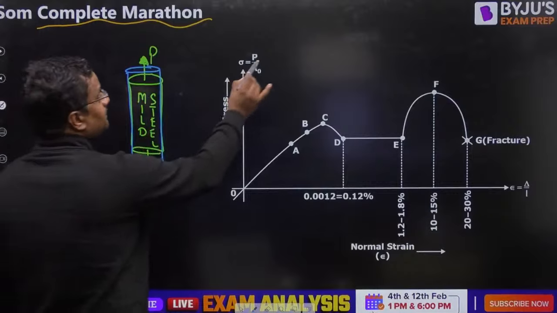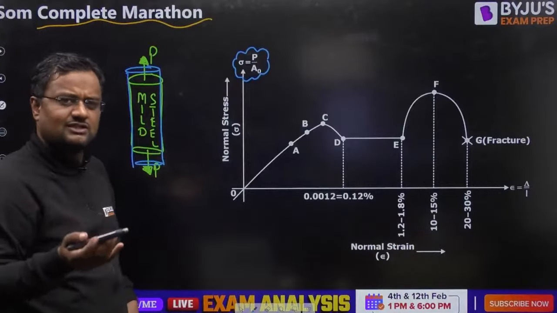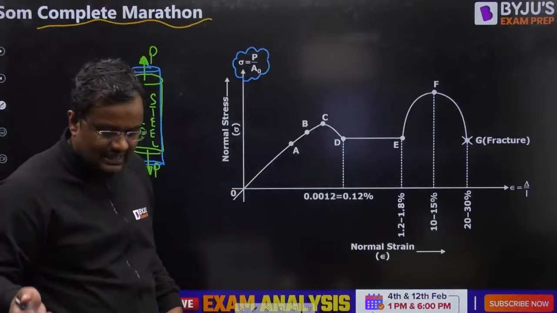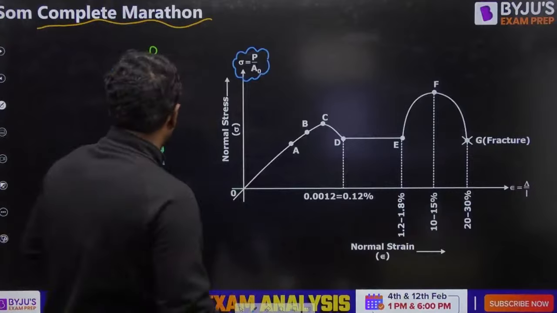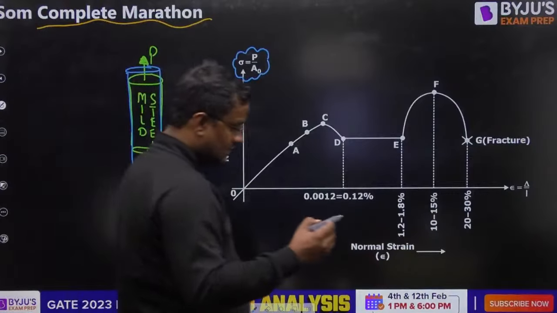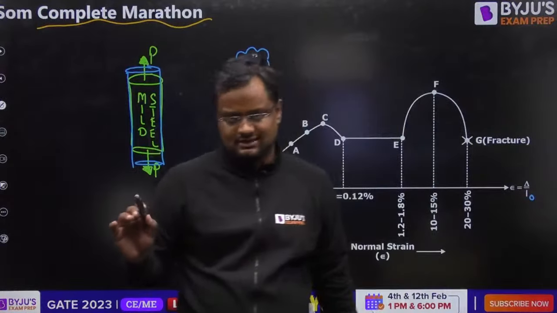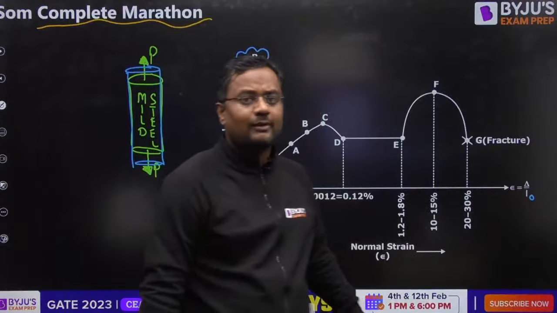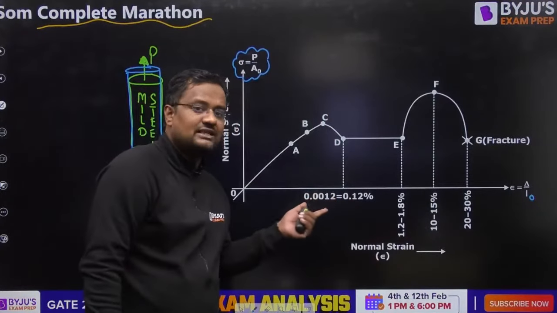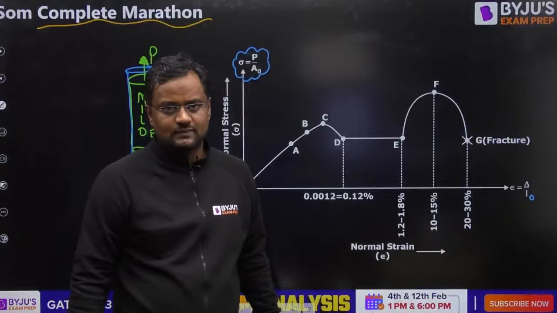Now stress will be P by A naught. This is the engineering stress. By default the stress is engineering stress. Force by original area, P by A naught. And strain is delta by L naught. Let the original length be L naught. So strain is delta by L naught. What is the unit of strain? It is unitless, because above also length unit, below also length unit, it will be cancelled out, it will be a ratio. That is why it is represented as a ratio or percentage. You can write 0.0012 or 0.12%, what's your choice.